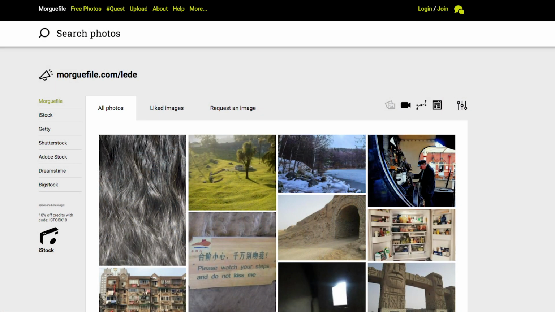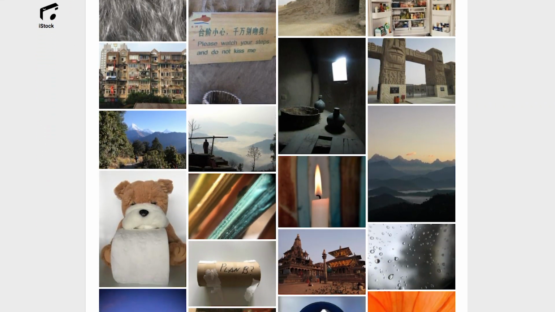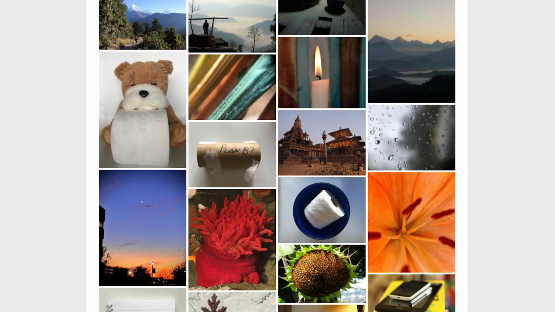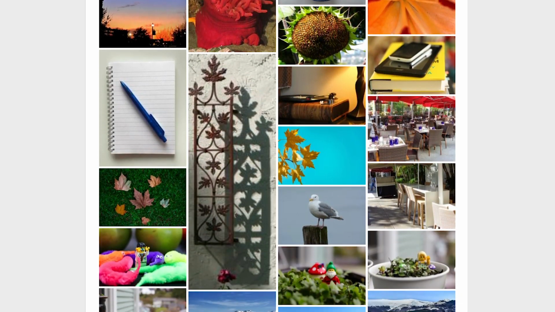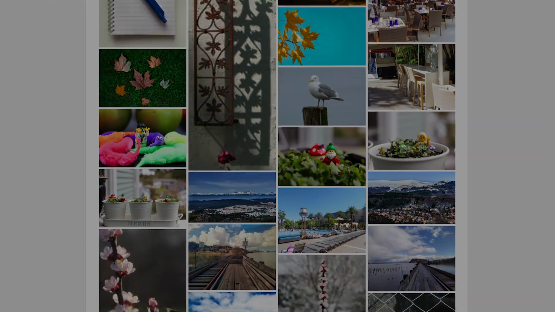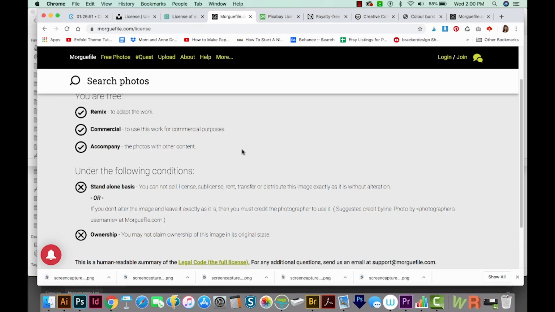The third stock photography site is Morguefile.com. And their photos are nice, but to me they're not quite at the same level as the Unsplash and Pexels images. A lot of these would be hard for me personally to use in a project, but they're there for you if you need them. Here's the license for the Morguefile images, very similar to the other 2.